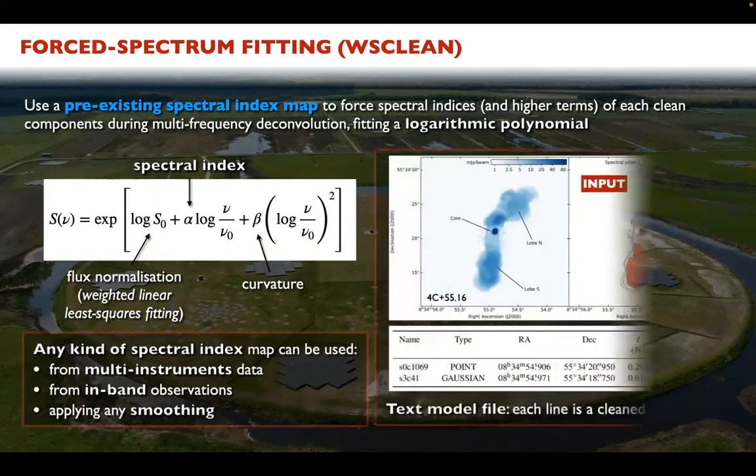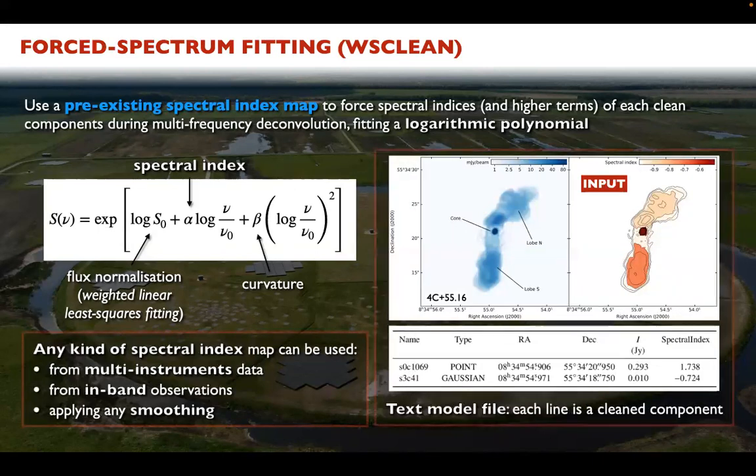And here I quickly show how it works. We have an image, we make a spectral index map, which becomes the input map. And when you use this map as input, you see that the model, which is in the same format as before, so each line is a component, has spectral indices that are exactly the same as the input map. That's what we want.